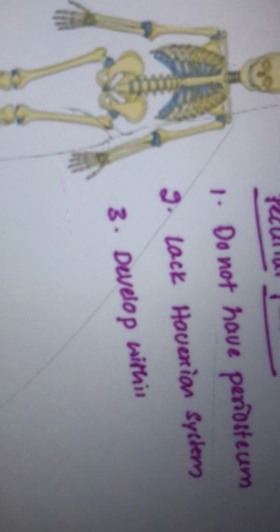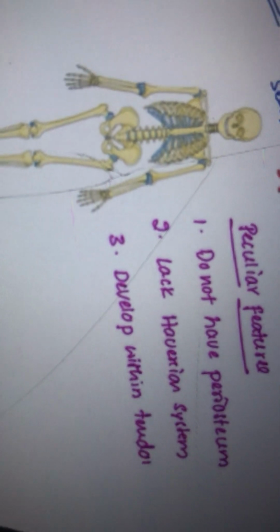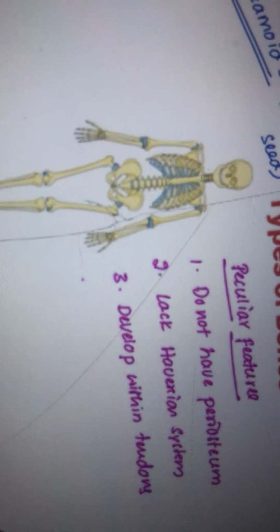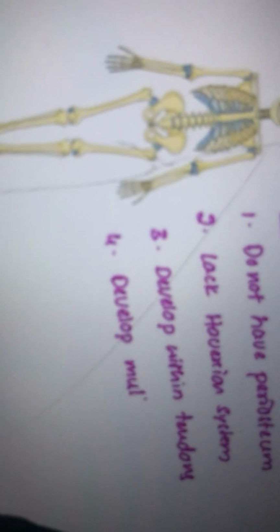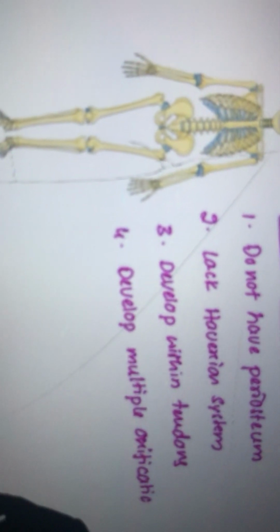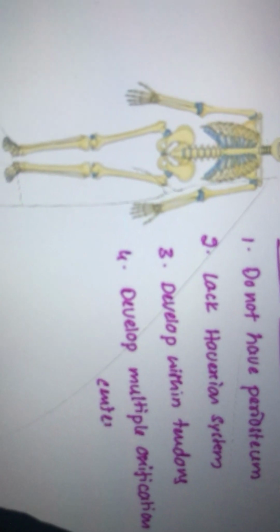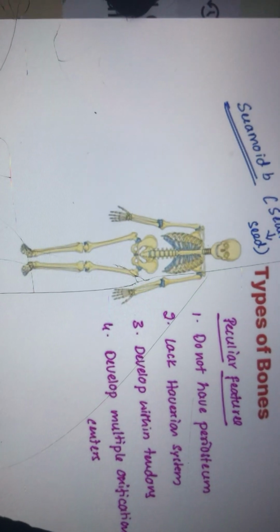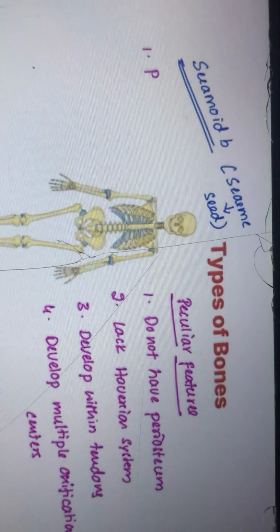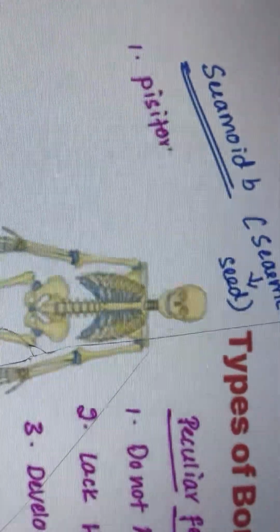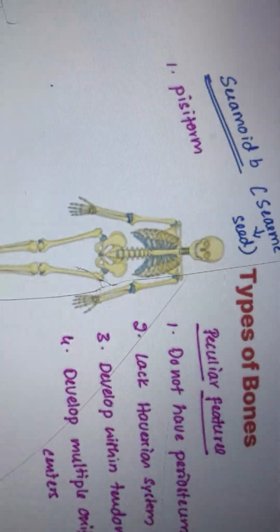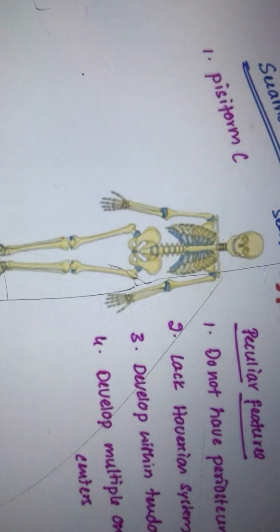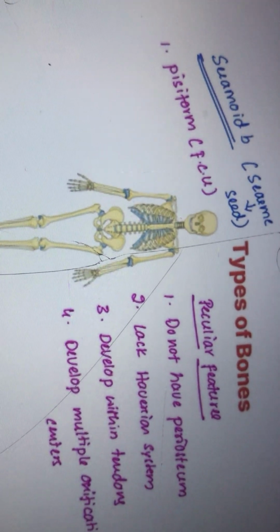They develop within tendons of muscles, right? And then they develop from multiple ossification centers, right? These are some of the peculiar features of the sesamoid bones. What are the examples for sesamoid bones? Remember, the best example for sesamoid bone is the pisiform bone. Where exactly is the pisiform bone present? Remember, this is present in the tendon of flexor carpi ulnaris muscle.